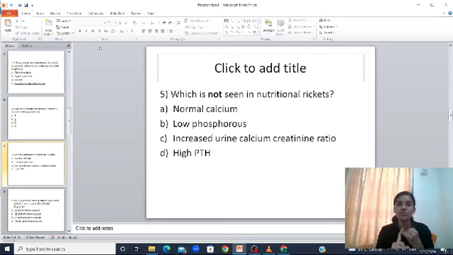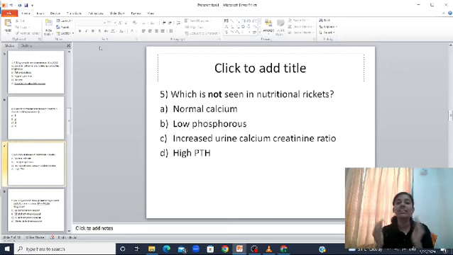It will cause resorption of the calcium from the kidney. Second, it will cause increased absorption of calcium from the intestine. Third, it will cause resorption of calcium from the bones. So this increased parathyroid hormone will compensate your low calcium, thus leading to your serum calcium being normal in a child with nutritional rickets.